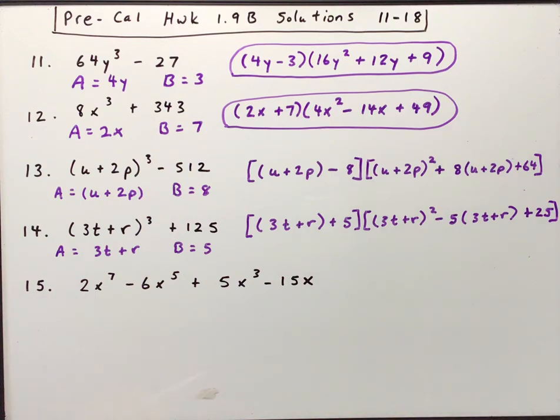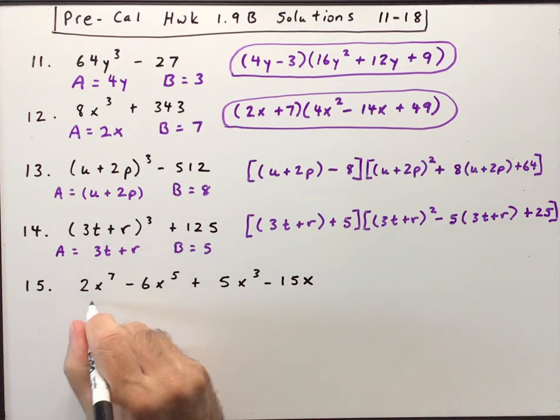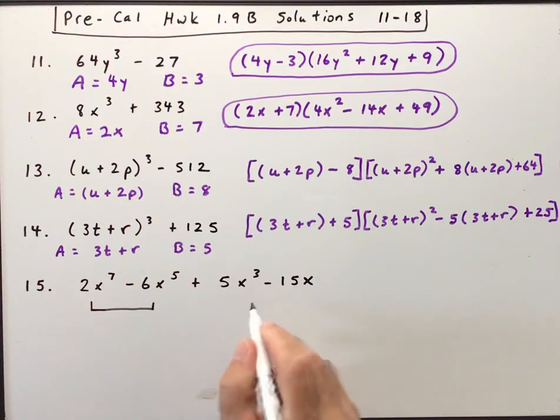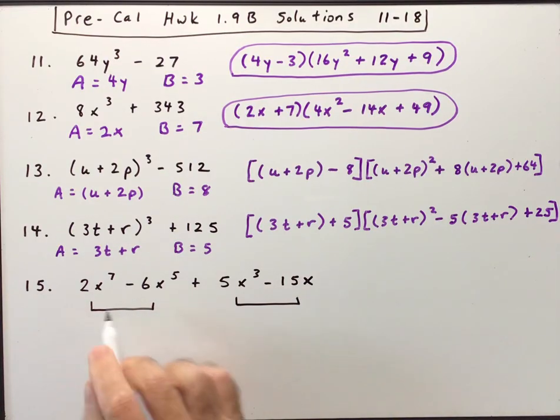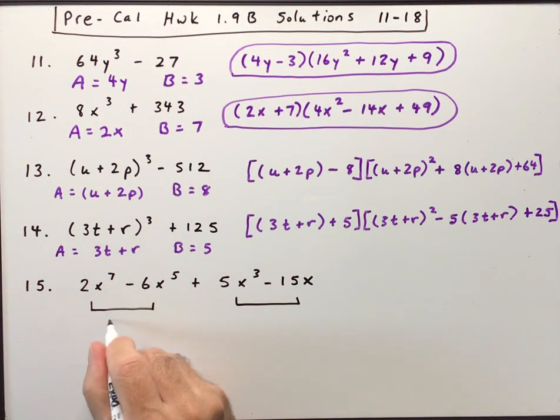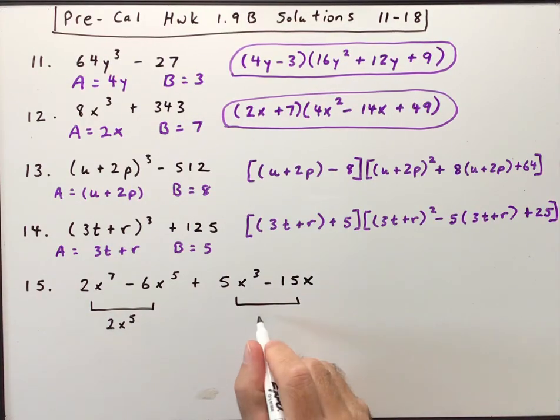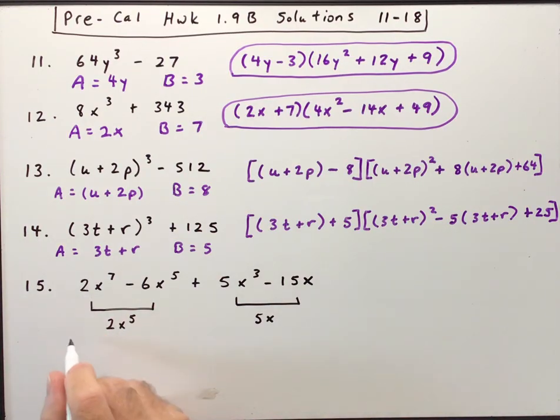So for number 15 through 18, we're combining computational techniques. All right, so you see 4 terms and think, all right, maybe we need to try grouping. So we could factor out a 2x to the 5th for the first two and a 5x for the second two. So we'll factor out that greatest common factor, 2x to the fifth. That leaves x squared minus 3.